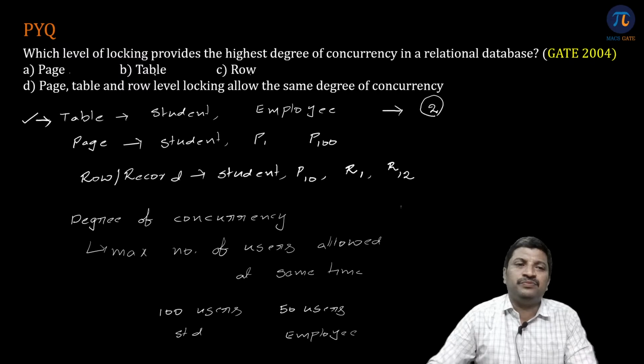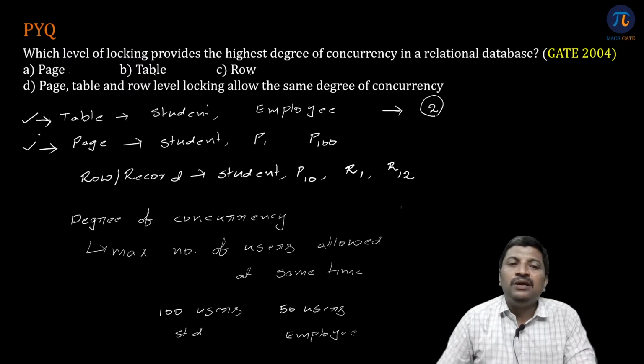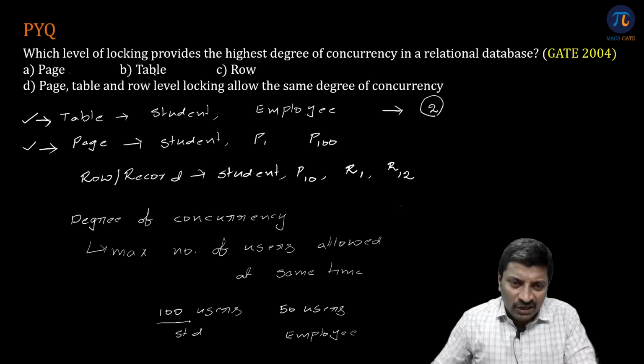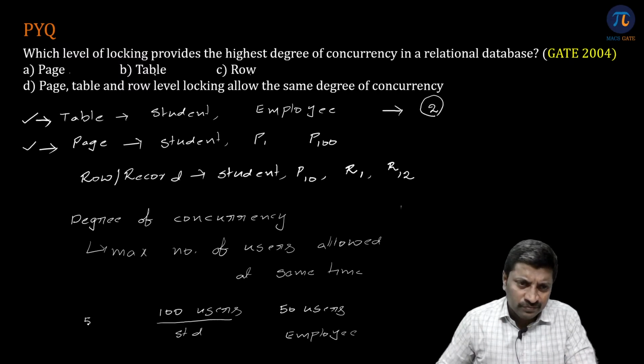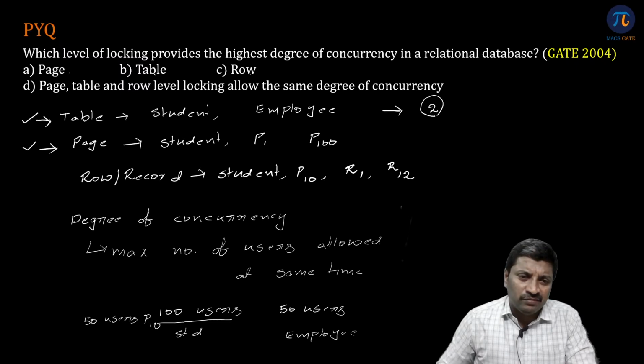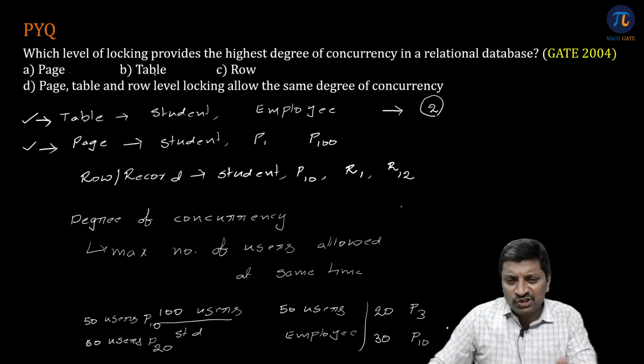Only 2 users. Now suppose we are allowing at page level. Suppose 100 users are working on different pages. Let us assume something like 50 users are working on page 10 and the remaining 50 users are working on page 20. Let us assume the same: some 20 users are working on page 3 and some 30 users are working on page 10. Let us assume it, sir.